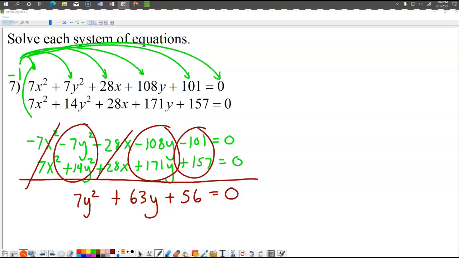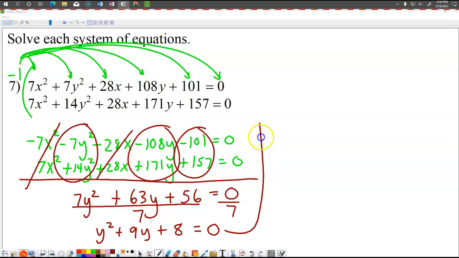Now, I could try factoring this to solve it, but it doesn't have to be that bad, honestly. I don't know if you guys noticed something special about the numbers 7, 63, and 56, but all of them can be divided by 7. So I'm going to divide both sides by 7, and that's going to make my numbers that I'm working with much smaller and therefore much easier to work with. All right, so there's that. Now we factor.